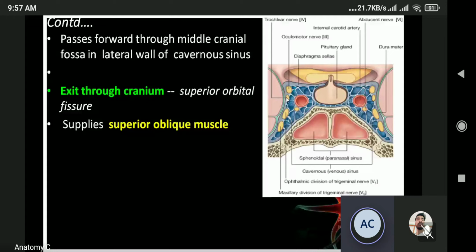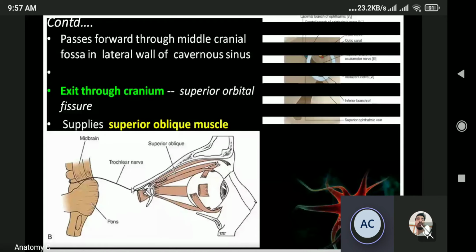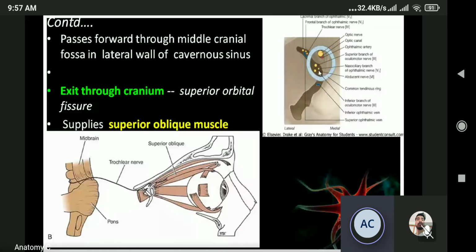Then it will exit through the cranium. So how is it going to exit through the cranium? Through the superior orbital fissure, the same one. You can say this one is the superior orbital fissure. This one is the lateral part. This is the intermediate part, and this is the medial part. Now, can you see the trochlear nerve? So this is the trochlear nerve which will pass through the lateral part of the superior orbital fissure, and this will enter into the orbit and finally supply the superior oblique muscle.